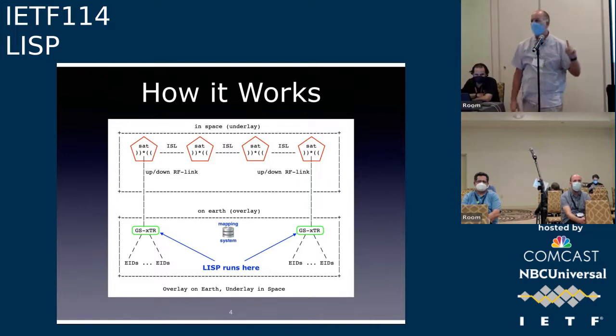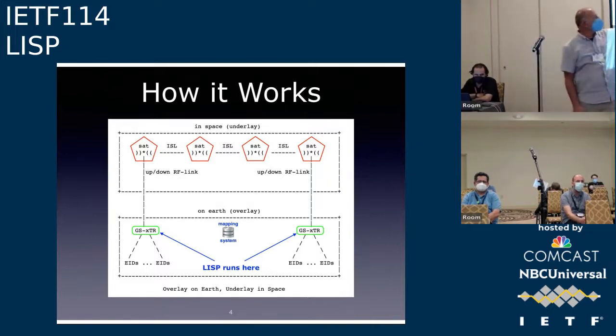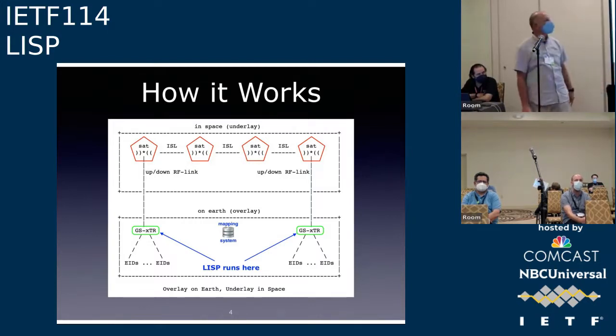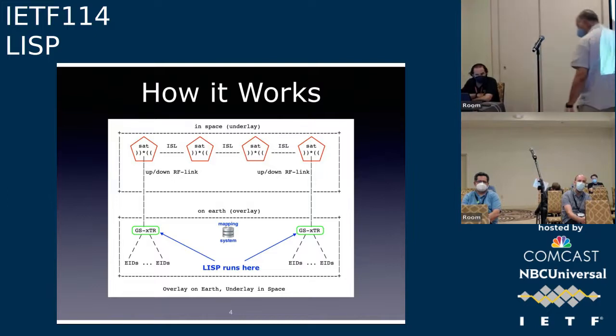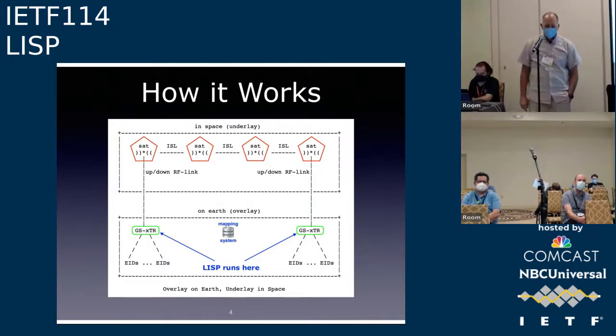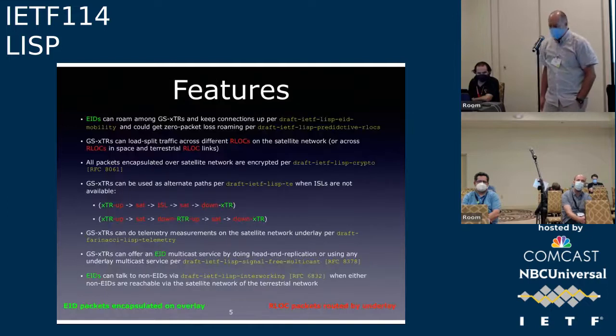So if you want to go from, say, San Francisco to London, you might have to go up to a satellite, over an ISL to another satellite, and then down, okay? But the idea is that LISP doesn't care about this. Whatever the satellite has to do to deliver a packet from this RLOC to that RLOC, it just does that.